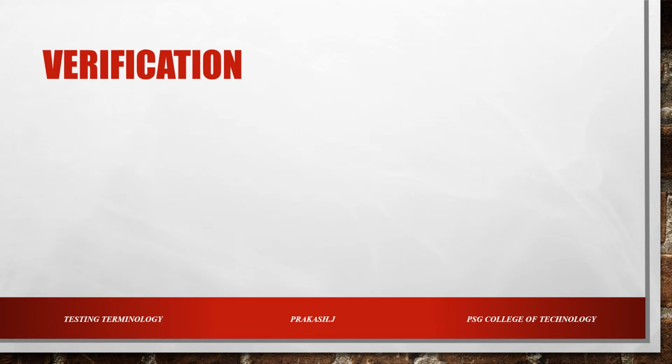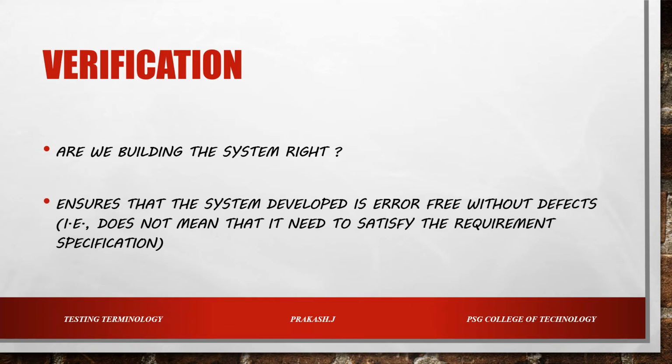Verification and validation are the two major terminologies that are frequently used. Verification could be termed as, are we building the system right? Or in other words, verification ensures that the system developed is error free and without defect. We should be clear that when the system is error free or without defect, it does not mean that the entire system requirement is satisfied.